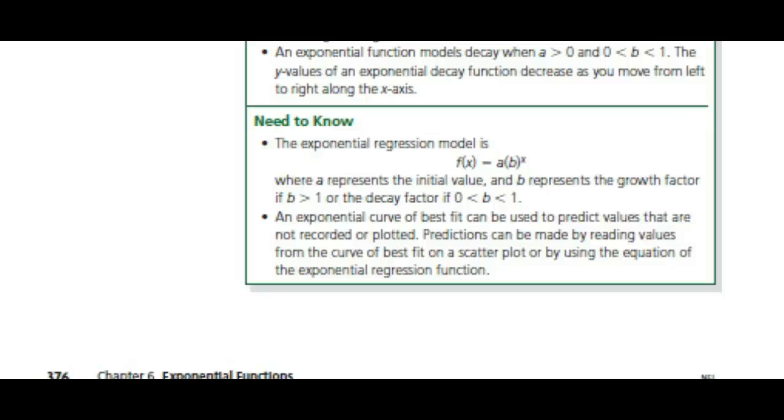An exponential curve of best fit can be used to predict values that are not recorded. You can interpolate, so in between values. You can extrapolate, going beyond the values, but be very aware if you're extrapolating that you're getting into unknown territory. And in the case of the cooling cup, you really got to watch out and say no, it's going to stop when it reaches room temp.